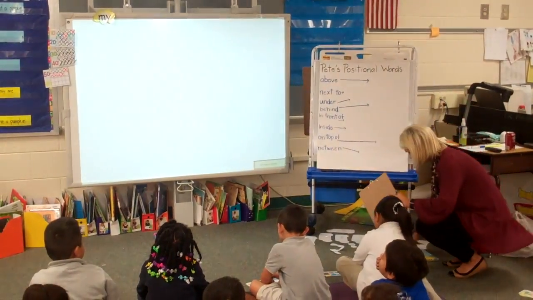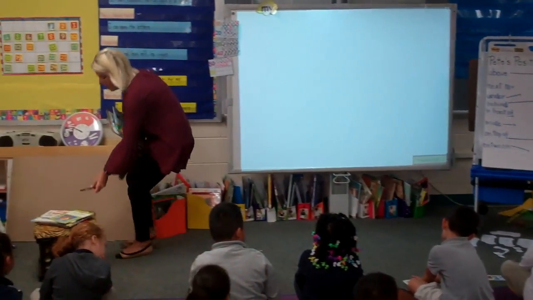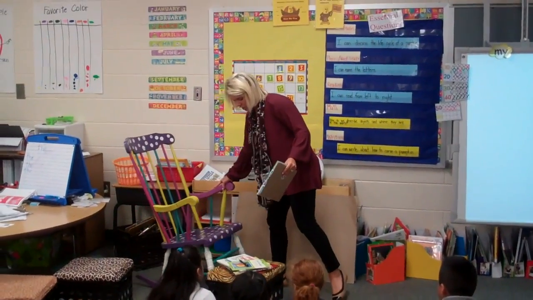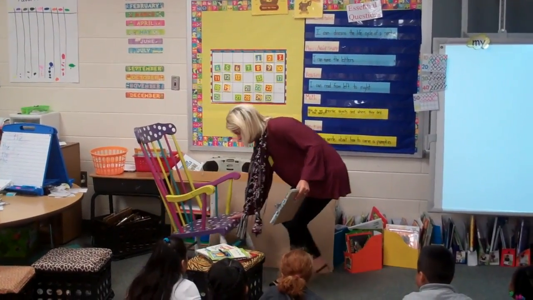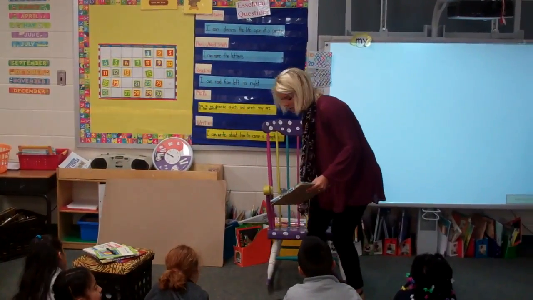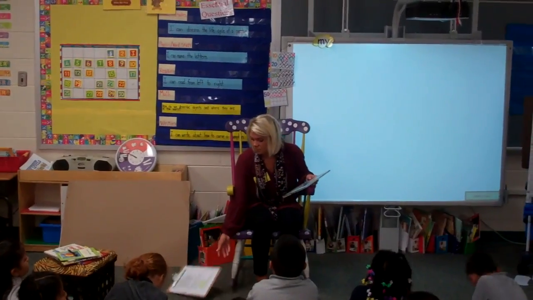Alright. So, y'all were familiar with that song, right? I saw you all acting it out. So now, we're going to read the book, Pete the Cat. Well, we're not going to read it, but we're going to go through it and point out all the positional words in the book. Does that sound good? Yeah.